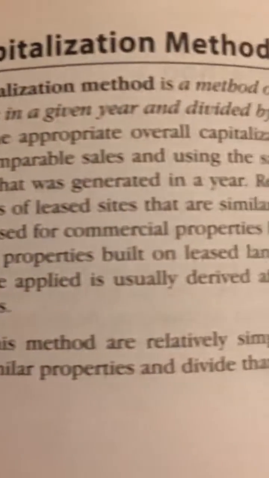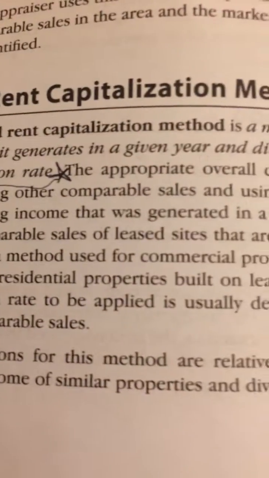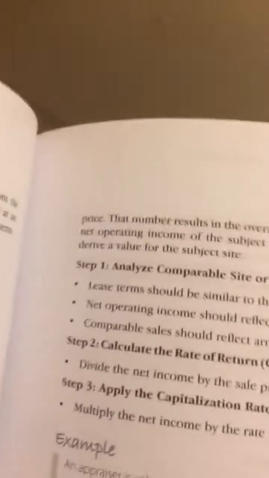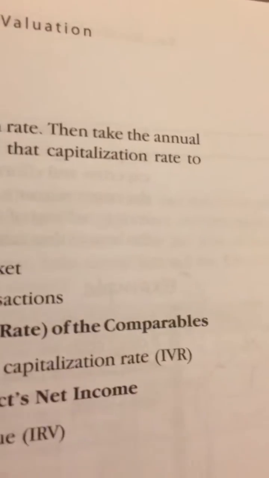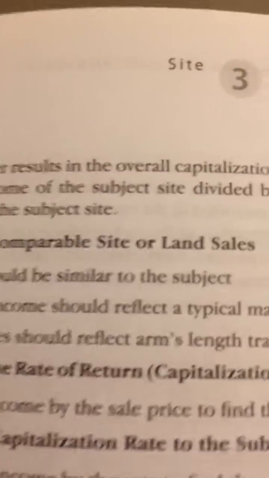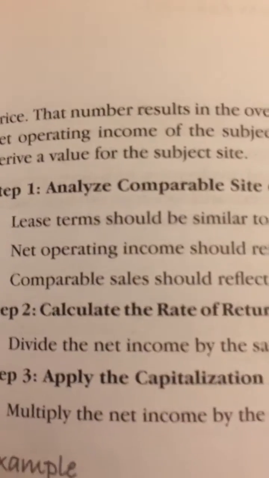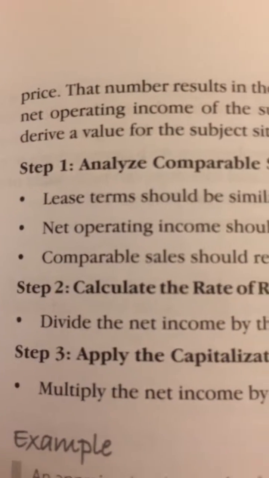The calculations for this method are relatively simple. Take the annual net operating income of similar properties and divide that number by the site's sale price. Page 43. That number results in the overall capitalization rate. Then, take the annual net operating income of the subject site divided by that capitalization rate to derive a value for the subject site. Step 1.